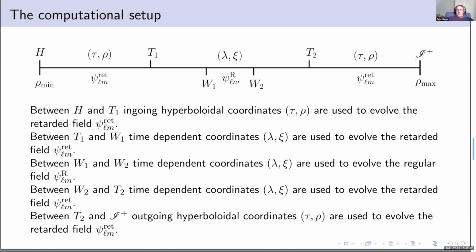Just to remind you that rho min or H, T1, W1, W2, T2, as well as rho max, are points that are fixed in the computational coordinate domain and stay at the same coordinates. They are placed at element boundaries so that we can take care of the discontinuities in the solutions when we communicate the fluxes between the different domains.